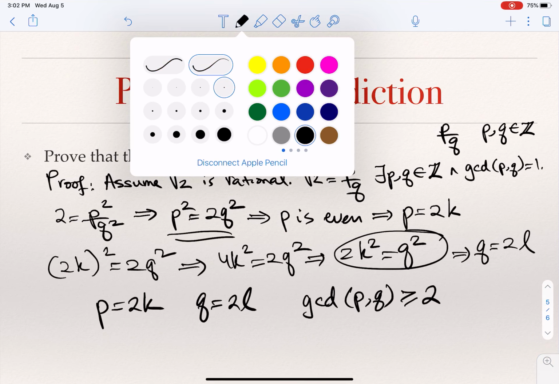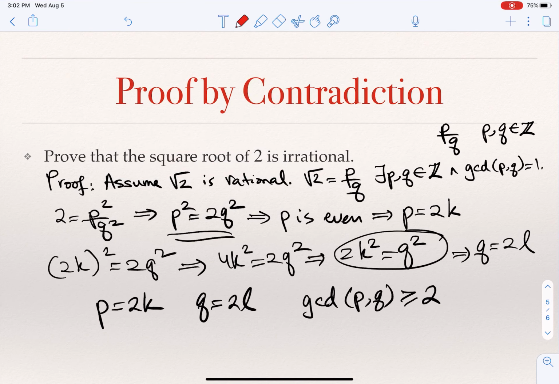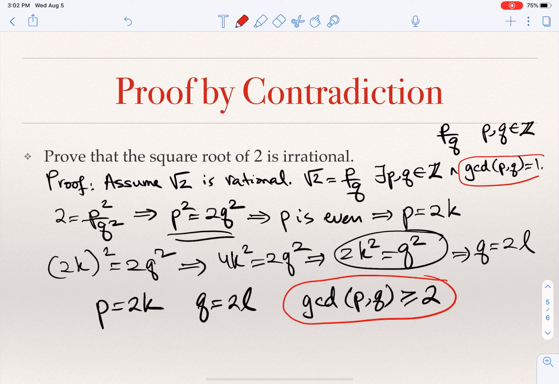Now, look at these two statements. Look at the conjunction of these two statements. One says that the GCD of p and q is greater than or equal to 2. One says the GCD of p and q is 1. So I'm saying a certain number is greater than or equal to 2, and that number is equal to 1. How is that possible? The conjunction of these two is a contradiction. Therefore, that assumption is false. Therefore, the square root of 2 is irrational. So this is how we establish the proof of this by contradiction.